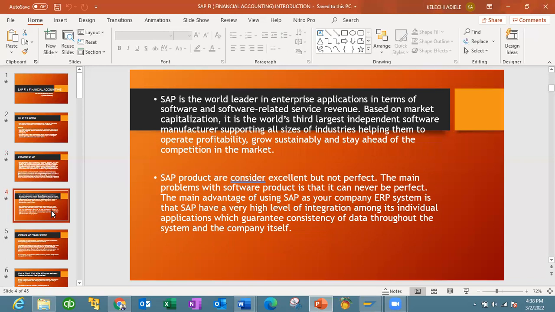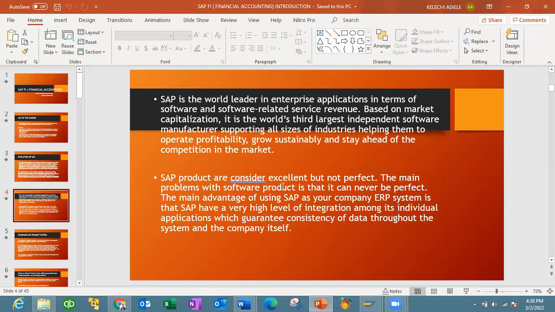You said it's the third largest? It's the third largest independent software manufacturer. So who is the first and second? Microsoft in terms of market share is the first, of course. I think NetSuite, I don't know who is the second. I know Oracle is the fourth. So it's based on money, based on funds. Okay, because Microsoft has been there for a long time.